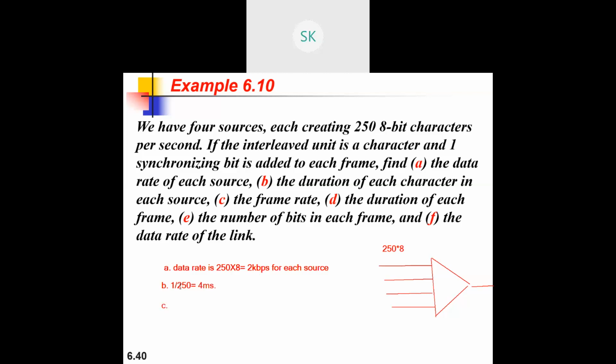Why is it 250 multiplied by 8? Because 4 sources are there. Each source will be having 250 8-bit characters per second. So what is the data rate of each source that has been given? 250 multiplied by 8 is 2 kbps. And for the whole input, 2 plus 2 plus 2 plus 2, that is 2 into 4, 8 kbps. So this is for each source.